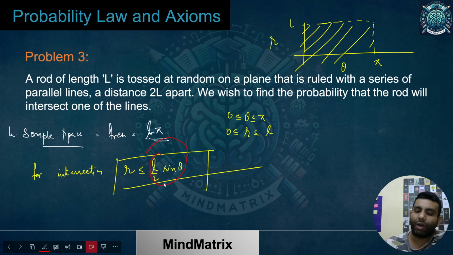And r must be less than that. So for any theta value, I'll find what exactly this point is, and only below that point will I have the valid points. For example, let's say theta is equal to 90 degrees, pi by 2. Then what is this quantity? This is 1 and it is L by 2. So r must be less than L by 2. If I put theta equal to 0, then r must be less than or equal to 0, which is just 0. If I put theta equal to pi, it is again 0.